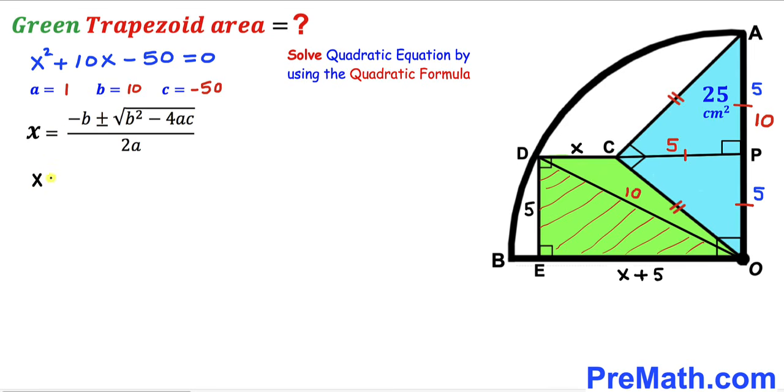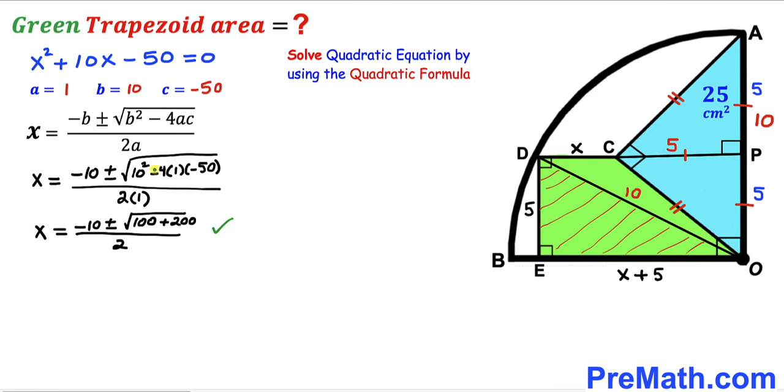So x is equal to b is 10. So this is going to become negative 10 plus or minus the square root of 10 square minus 4 times a is 1, c is negative 50, all over 2 times our a value is 1. And in this next step, 10 square is 100, and negative 4 times negative 50 is going to give us positive 200. And in this next step, 200 plus 100 is going to give us 300 over here.